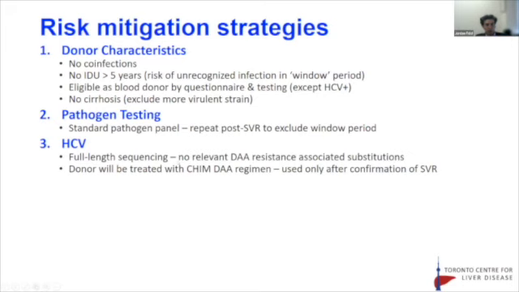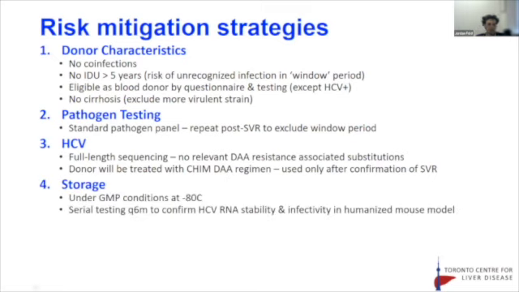The virus would be sequenced to exclude significant resistance-associated substitutions, and importantly, the donor of this virus will be treated with the same regimen to be used in the CHIM studies and only will be used to infect a participant after confirmation of SVR. The virus will be stored under GMP conditions. We'll have serial testing to confirm stability and infectivity.